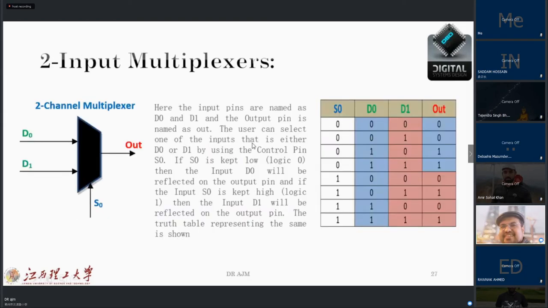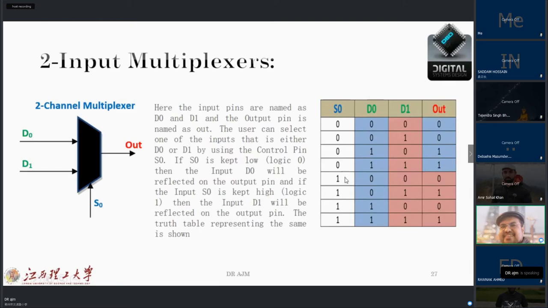Let us see some more. Suppose a 2x1 multiplexer. 2 means the number of inputs and 1 means the number of outputs. And as we just saw, we have some enable and a control key, which we call S0. Whenever S0 is kept high, the input D1 will be reflected on the output pin, and the truth table represents exactly this. If S0 is 1, then the output is equal to D1. And whenever S0 is equal to 0, it means that we have the output of D0.